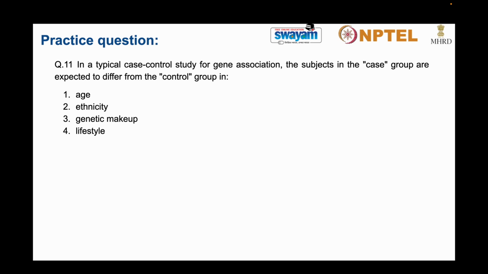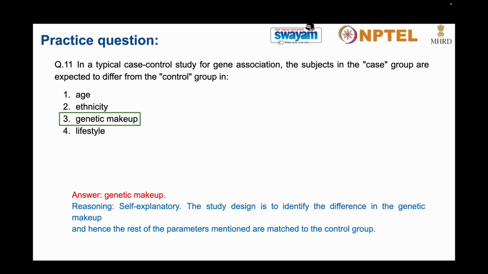Okay, a few students have mentioned option 3. What about the rest? Okay, so let's see. Option C, or option 3, is the correct option, which says genetic makeup. Because you are studying gene association, age doesn't play any role in this. Ethnicity also has no role to play, and lifestyle also has no role to play. So genetic makeup is the right answer, and the study design is to identify the difference in the genetic makeup, and hence the other parameters mentioned are matched to the control group. So everything else will be the same in both case and control, they don't have to vary.